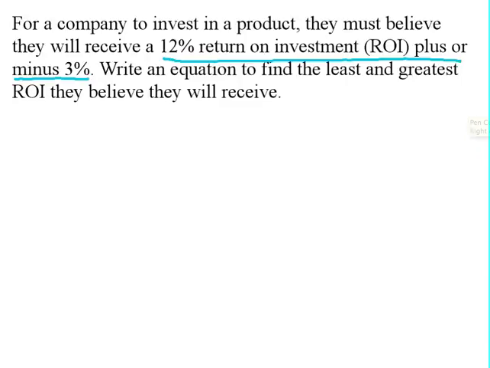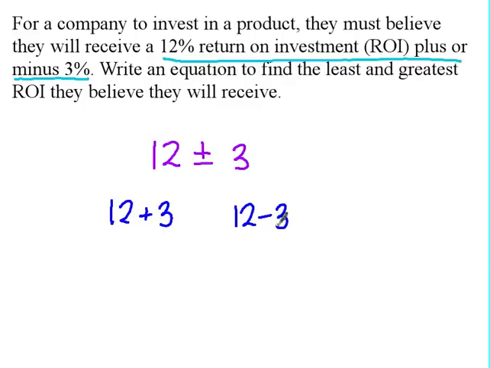Yeah. 0.12. Okay. So can I write it that way? I mean, you're right with 0.12. Okay, now let's finish the rest of it. Plus or minus 3. 3. Perfect. So let's see what that means. That means 12 plus 3 and 12 minus 3.